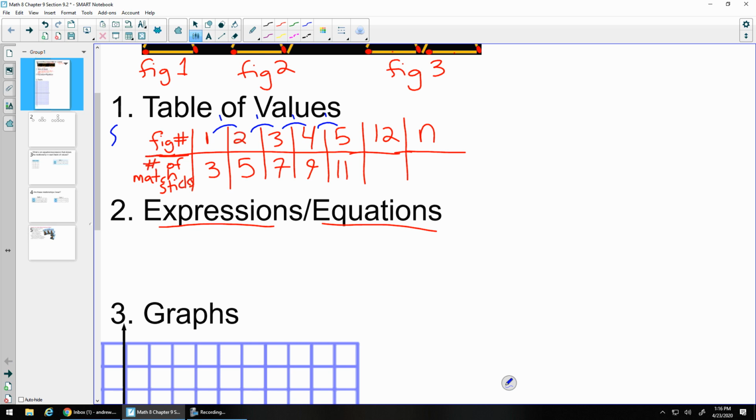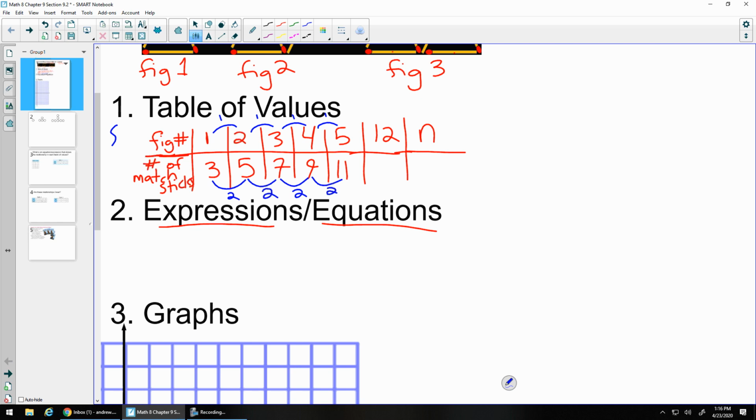And then you look at the other one. So every time we change a figure number, how much does our number of matchsticks go up by? Well, the number of matchsticks goes up by 2 each time. So even though when you go from one figure to the next, you're adding 2, it means that for every figure number, you have 2 more matchsticks.